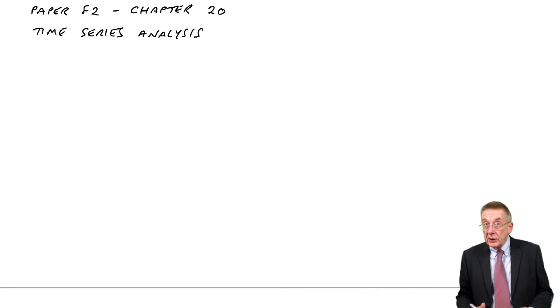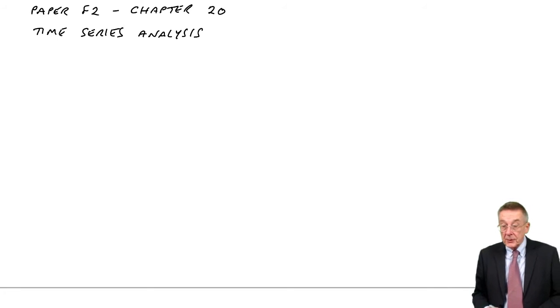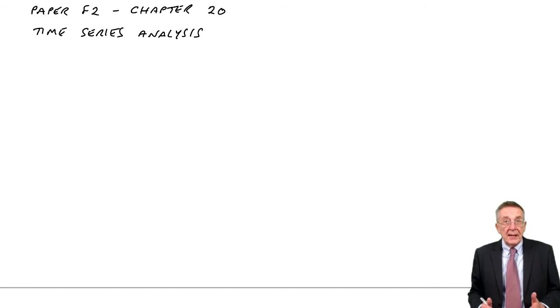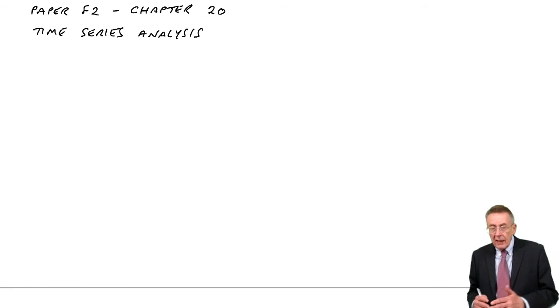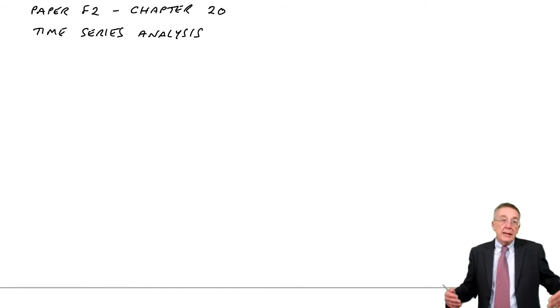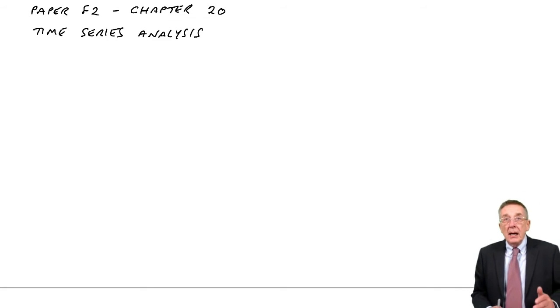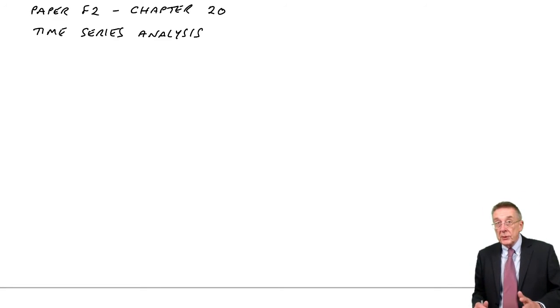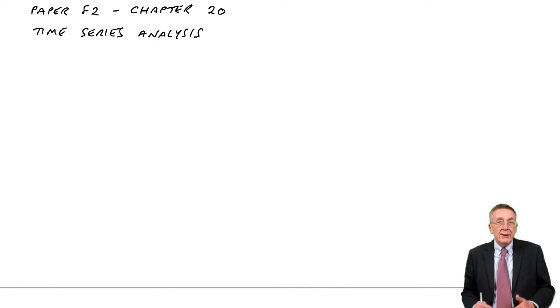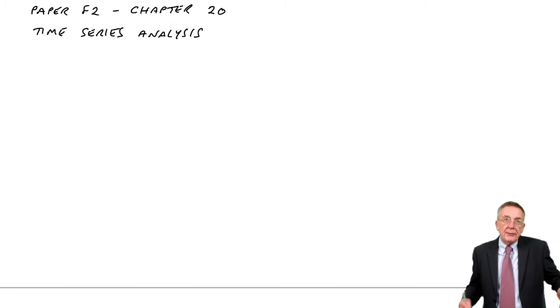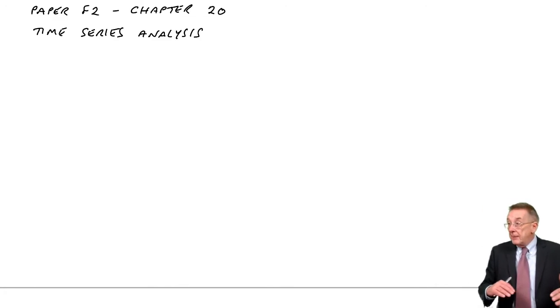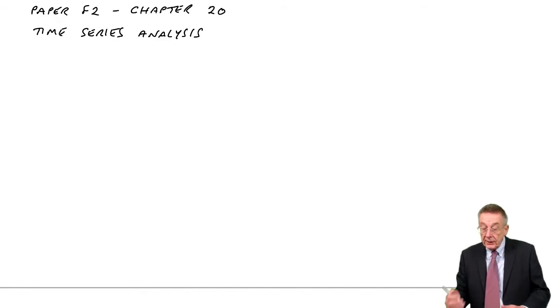This lecture is on chapter 20 of the free paper F2 lecture notes, and it's on time series analysis. What time series analysis is, it's a forecasting exercise. For instance, sales. Very commonly, when we're preparing budgets and so on, a company will want to try and forecast what the future sales will be. And one thing they're likely to do is look to see what the past sales were. If we could draw a graph of the past sales, maybe if it's a nice smooth pattern, we can use that to forecast into the future.